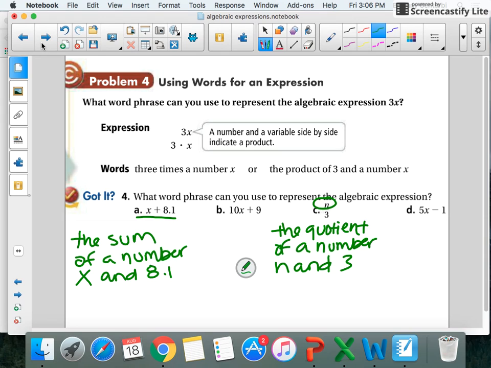And then lastly, we'll do D. So you have 5x. So remember, when they're right next to each other, that means multiplication. So this is 5 times a number, x, less. You can write less or minus. You'll most likely see less more than you'll see minus. So minus and then 1.